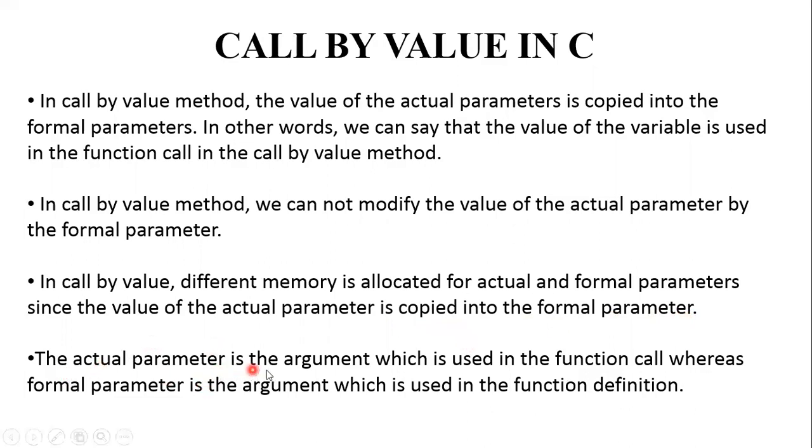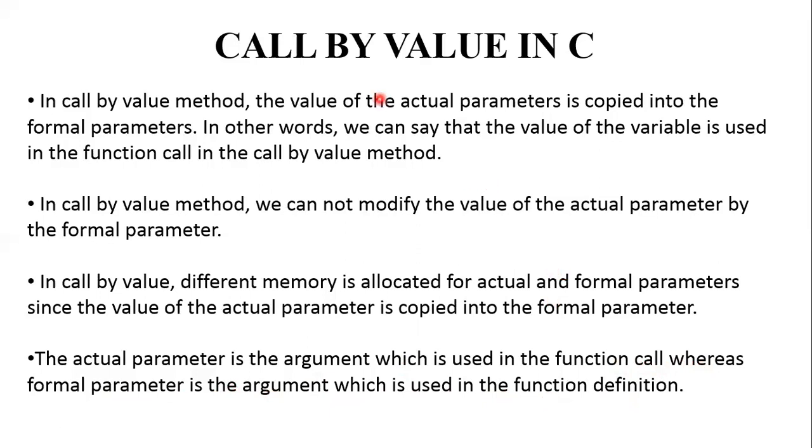The actual parameter is the argument which is used in the function call. So it is an argument. Arguments you are passing, like a, b, an integer value or a character value, are all called arguments in the function call. Whereas the formal parameter is the argument which is used in the function definition. So this is the definition of call by value.